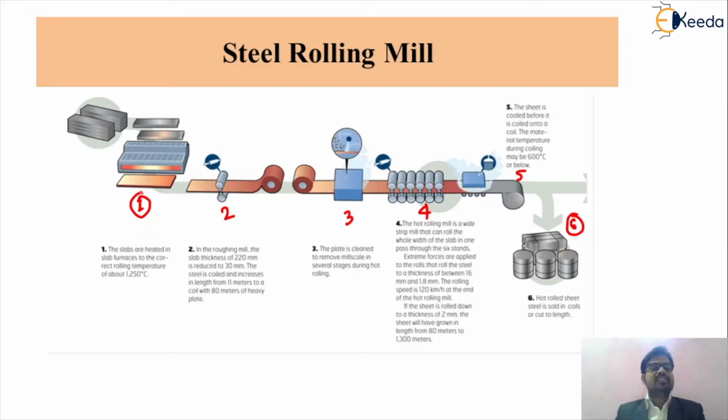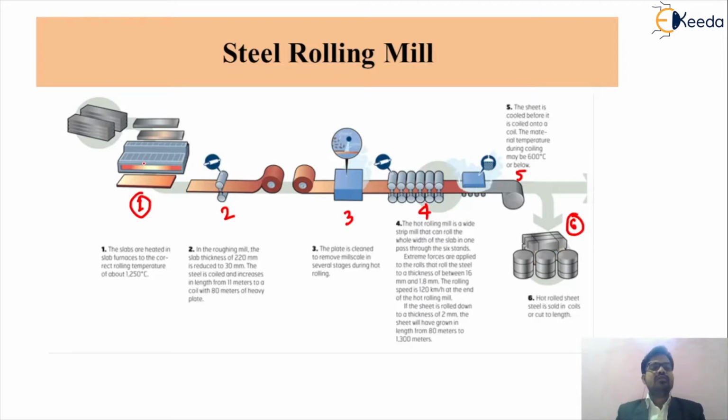So first of all, we can understand what we mean by the first step in the steel rolling mill. In that particular steel rolling mill, the slabs are heated in the slab furnace to get a correct rolling temperature of about 1250 degrees Celsius. So friends, this is the first step, by which the slabs are heated to a temperature of 1250 degrees Celsius, by which we can convert the metal slabs or metal ingot for the hot rolling mill.